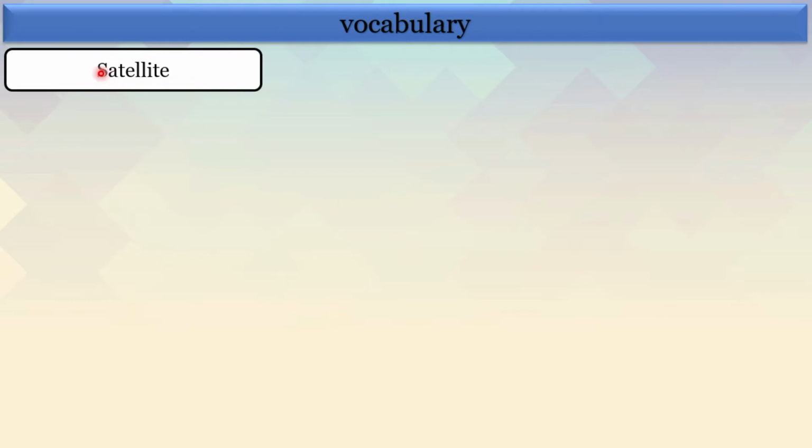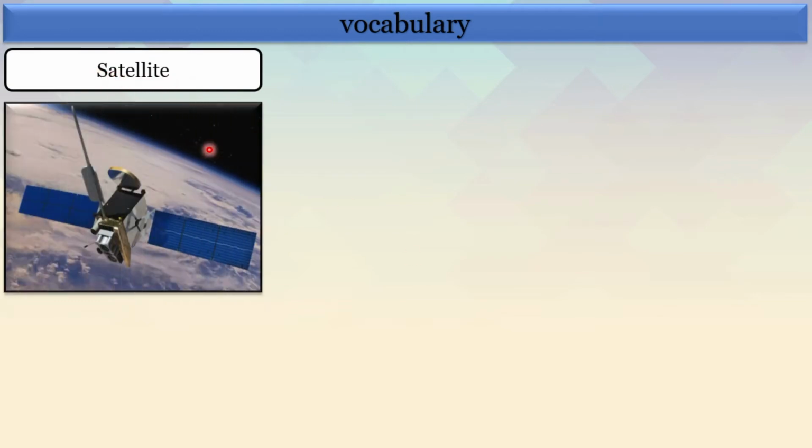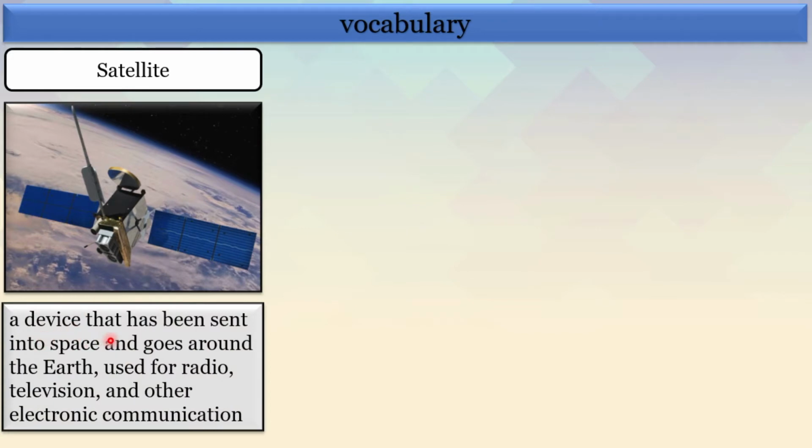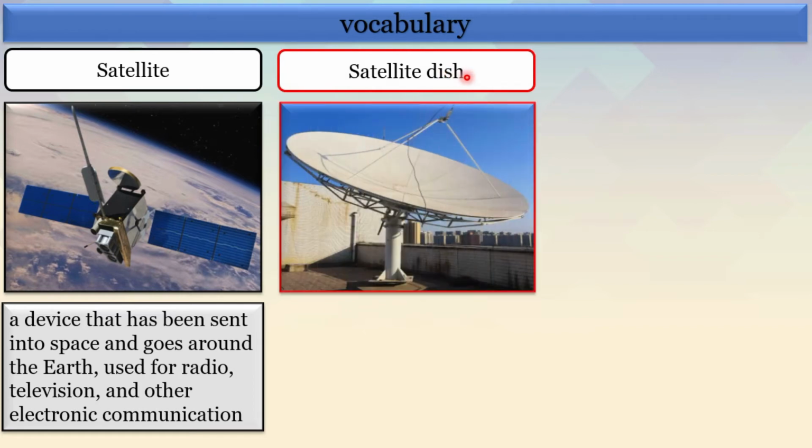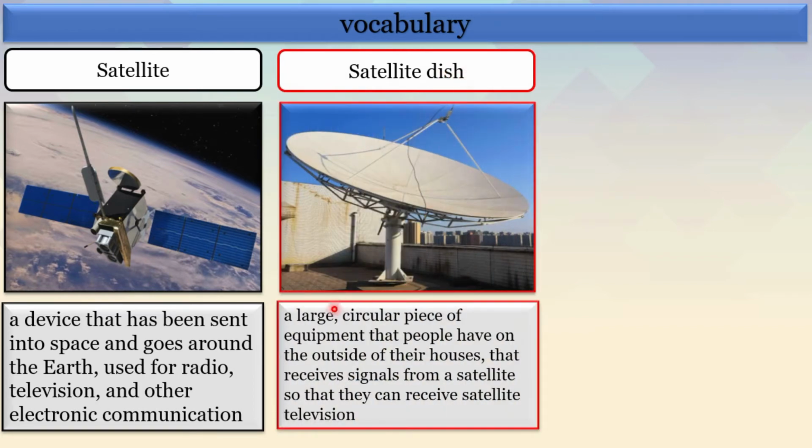Our first word is satellite. A satellite is a device that has been sent into space and goes around the Earth, used for radio, television, and other electronic communication. Next we have satellite dish. A satellite dish is a large circular piece of equipment that people have on the outside of their houses that receives signal from satellite so that they can receive satellite television.